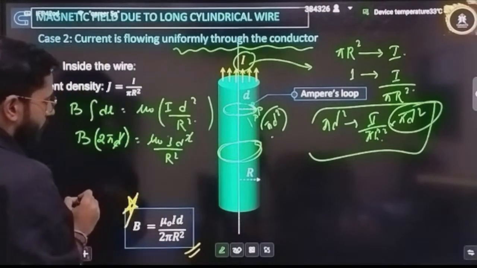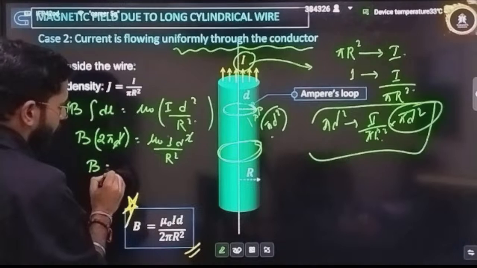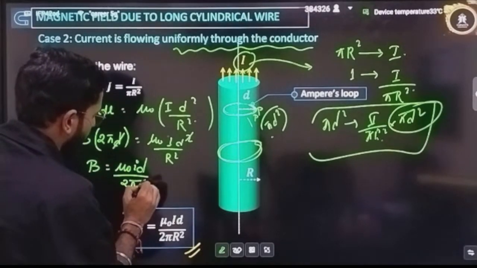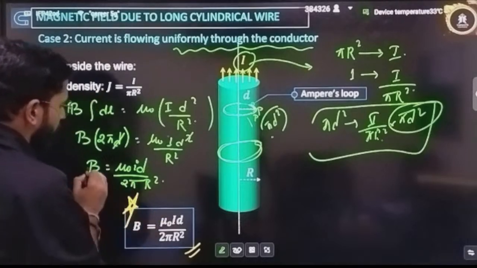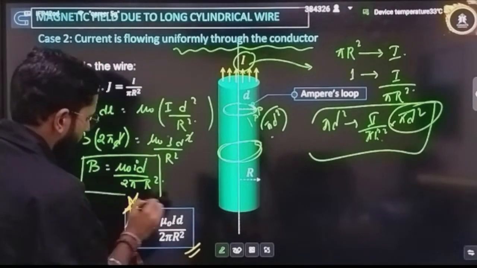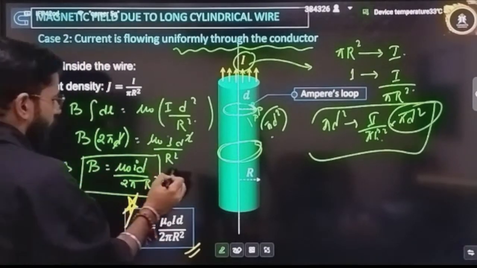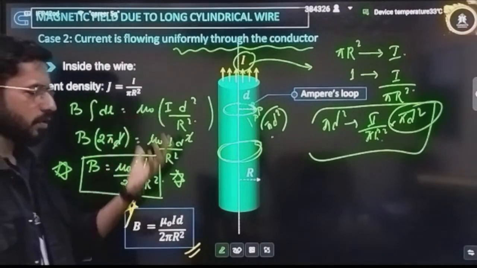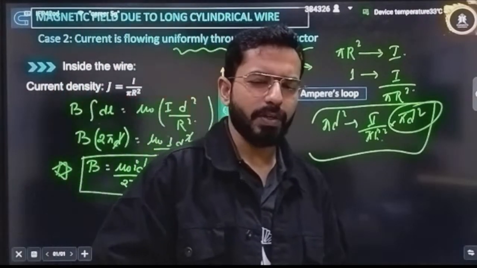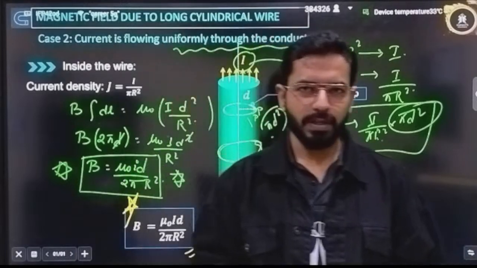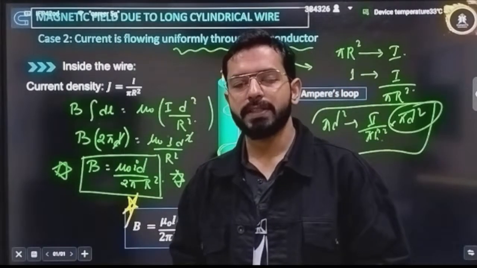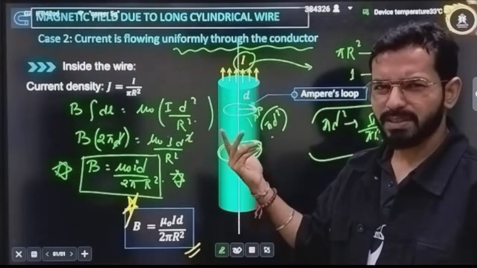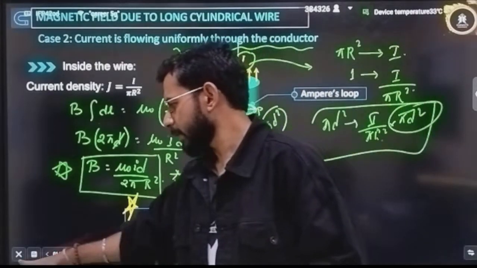This d and this d will simply get cancelled, and B can be written as mu naught I d divided by 2 pi r square. That is the result we will be getting. Correct? It is also defined as current density, because in current electricity we studied a lot about current density. That was the first time this term was introduced. So we have basically defined current density. Now it's up to you how you are going to proceed.